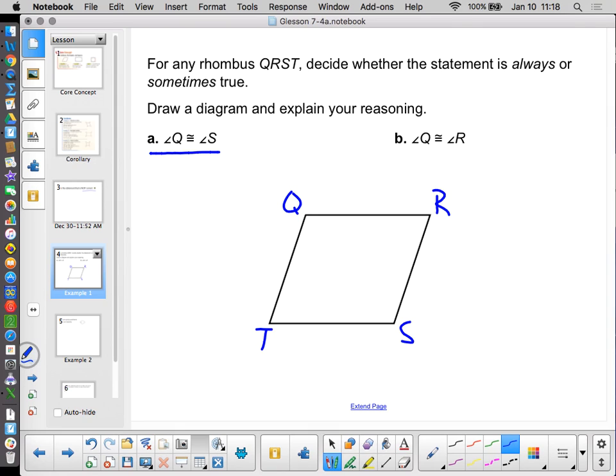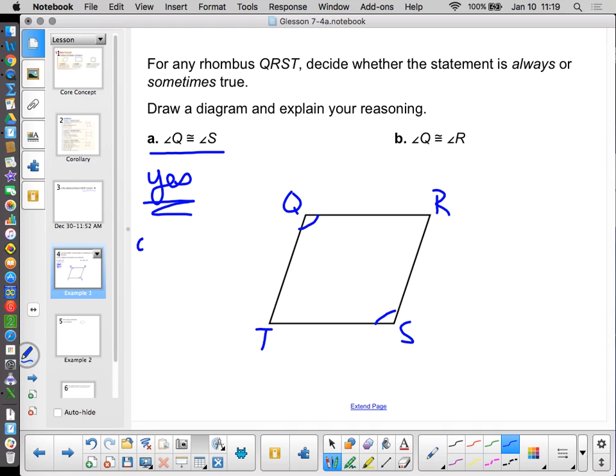And it's going to say, is angle Q always, sometimes, or never congruent to angle S? Do I know that the opposite angles in a rhombus are congruent? And again, we have to go back and think, well, what type of shape is a rhombus? A rhombus is a parallelogram with 4 congruent sides. Oh, it's a parallelogram. Well, what are the properties of a parallelogram? Opposite sides congruent, opposite angles congruent, the diagonals bisect each other. So all those things have to be true for a rhombus also. So angle Q and angle S are opposite angles, so therefore they have to be congruent. Yes. That's a big old yes.